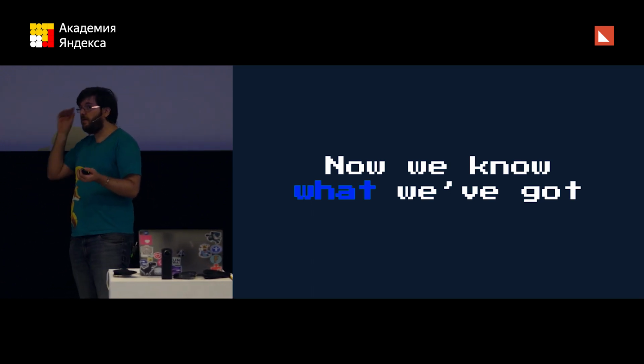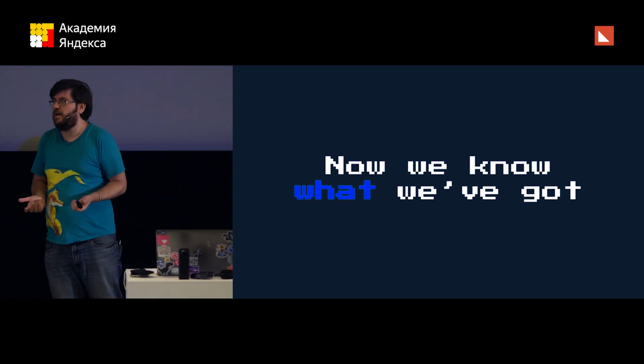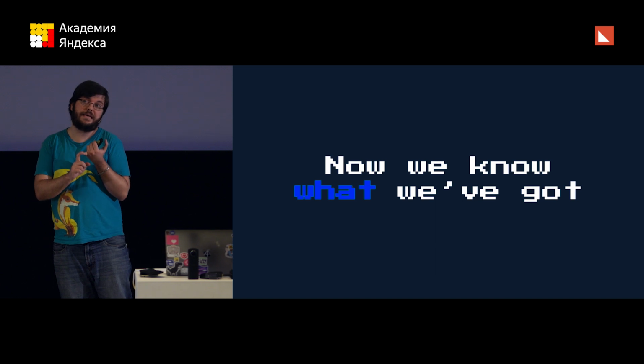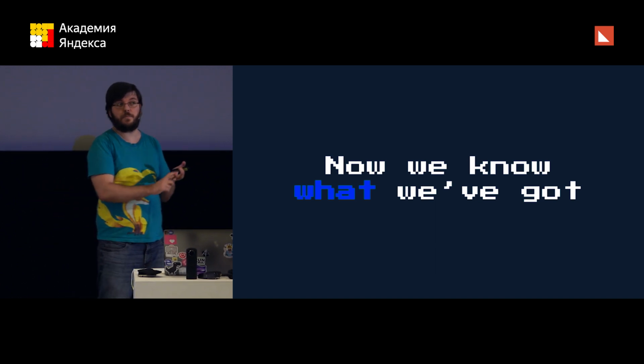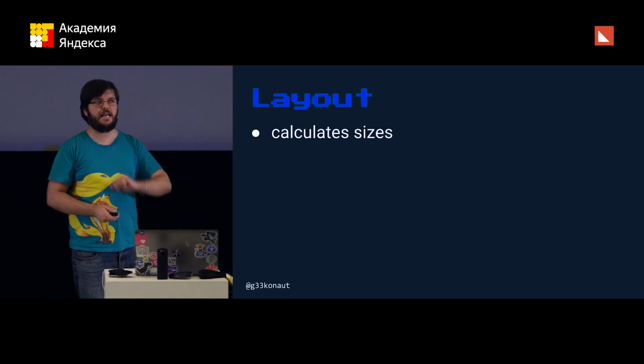Because the only thing we know at this point is this tree. And what does this tree mean? Well, we know what we've got, but we have no idea how it's going to look exactly on the screen and where it's going to go and how much space it's going to take, and none of this is known to us at this point. That's where layout comes in.